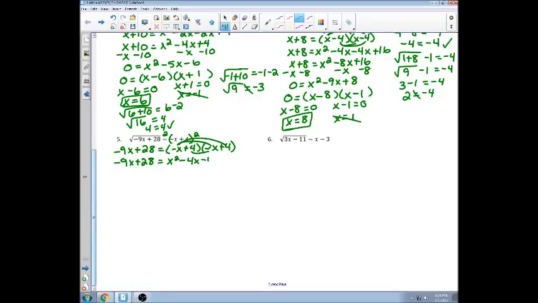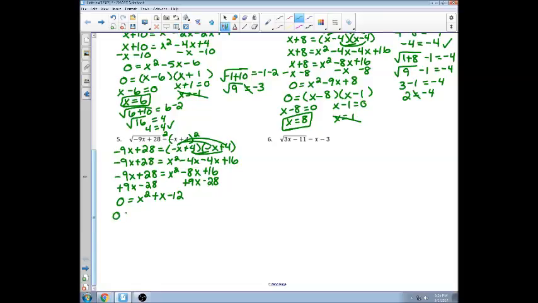4 times negative x is negative 4x, and 4 times 4 is positive 16. Negative 9x plus 28 is equal to x squared minus 8x plus 16. I need to add the 9x and subtract the 28. We get 0 equals x squared plus x minus 12. At this point, I need to go ahead and factor.